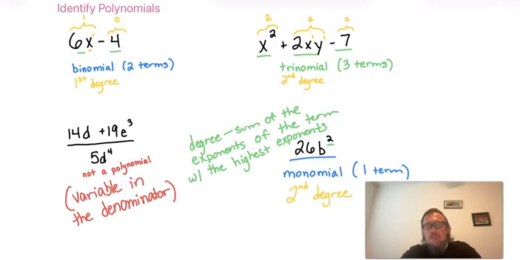So out of these 4 examples, we have 3 that are polynomials and 1 that is not, because if you've got a variable in the denominator, it's not a polynomial. Must be addition and subtraction only.